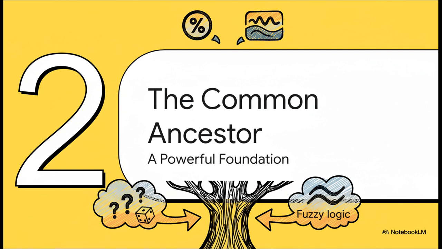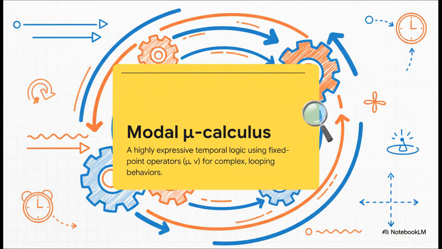Well, it turns out both of these advanced logics we're going to look at have a common ancestor, a powerful foundation, and that brings us to Section 2, the Mu Calculus. So this thing is called the Modal Mu Calculus, and what makes it so special is how good it is at describing systems that change over time. Its secret weapon is something called fixed-point operators. And yeah, I know, that sounds super technical. Don't worry about the name.